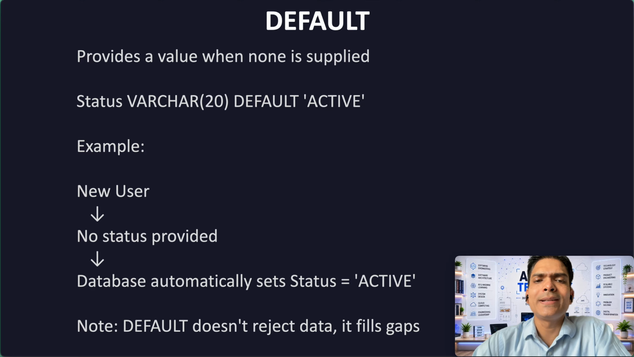Another useful constraint is default. A default value is automatically used when the application does not provide a value. For example, when we create a new user, perhaps the default status should be active. Instead of requiring every part of our application to explicitly send the status, we can define a default value in the database. This can make our data model more consistent and reduce unnecessary application logic. Note, default technically does not reject data, it fills a gap when no value is provided.